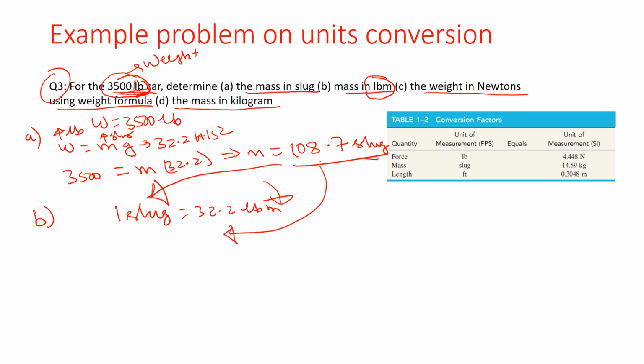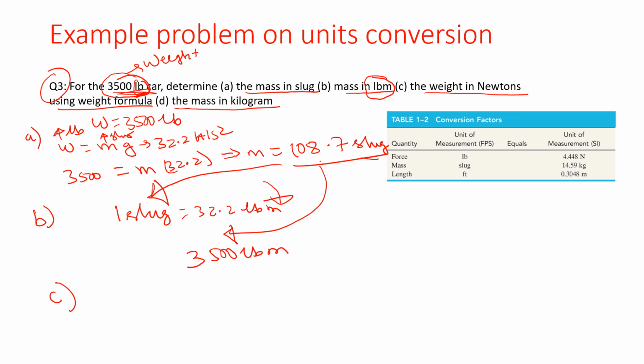108.7 multiplied with 32.2, you get this to be pretty close to how much? You can say pretty close to 3,500 pound mass. So this is what you get.